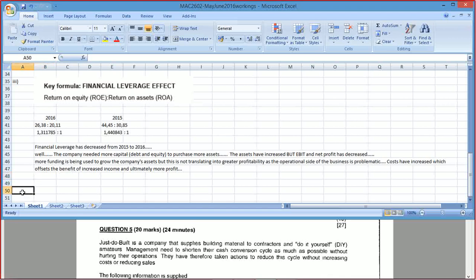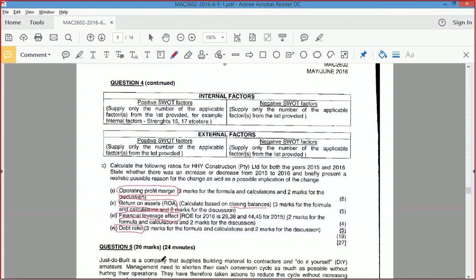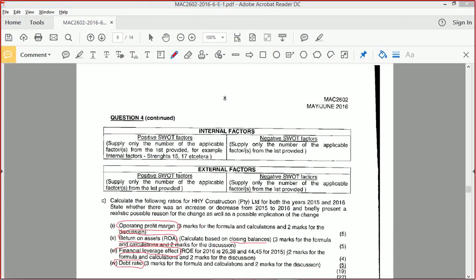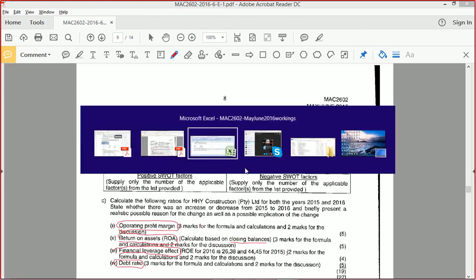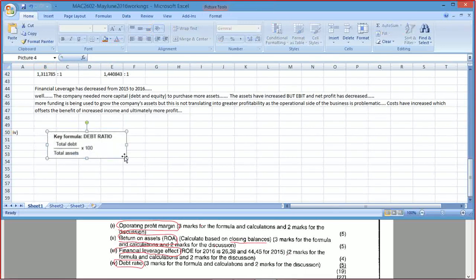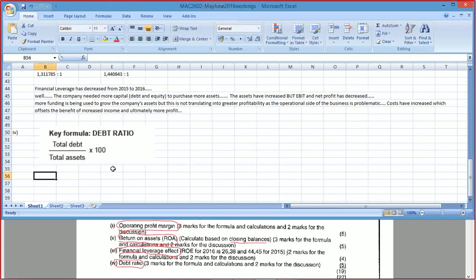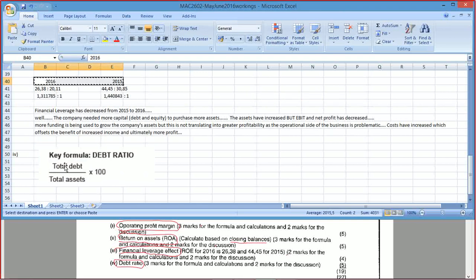Obviously from a management accounting point of view, you would look at operational things. You would look at how the company is operating, because that's where the problem lies in this particular business. Okay, 4, debt ratio. Debt ratio is looking at liquidity and solvency. It's basically looking at your gearing. How over-indebted is this particular business? How much debt do we have compared to its assets? So debt ratio is total debt over total assets.